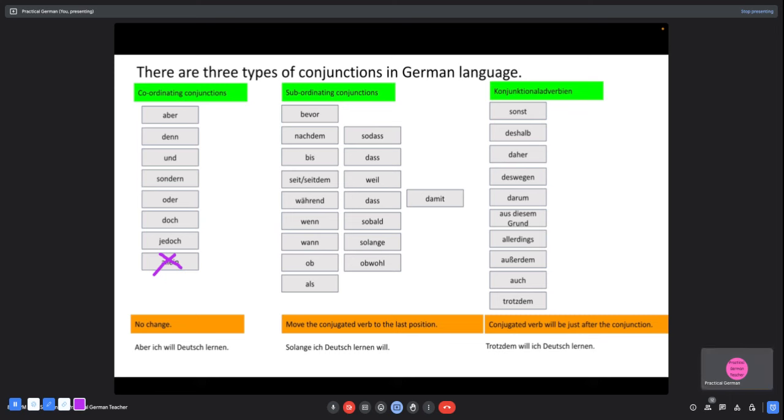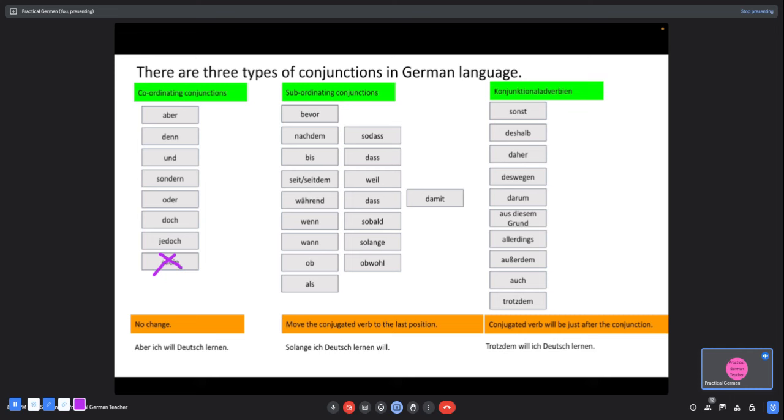"Deswegen" is also because. "Darum" is like therefore. "Aus diesem Grund" is because of this reason. Deswegen mag ich das. That's why I do that. By the way, deswegen is therefore. Daher is also therefore. Deshalb is also therefore. Okay, there was a mistake from my side. Deshalb, daher, deswegen, darum, they all mean therefore, or that's why.